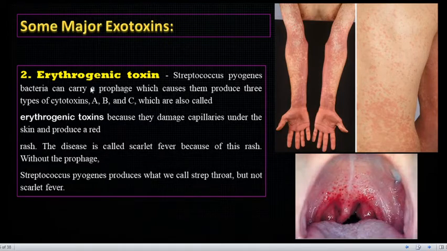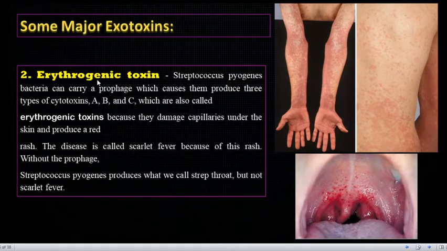Okay, so let's talk about first the prophage. So, what is a prophage? Your prophage is a genetic material that is produced by your bacteriophage. Ito yung genetic material na ini-inject ng bacteriophage doon sa bacterial cell. Okay? Ito yung genetic material carried by your bacteriophage.